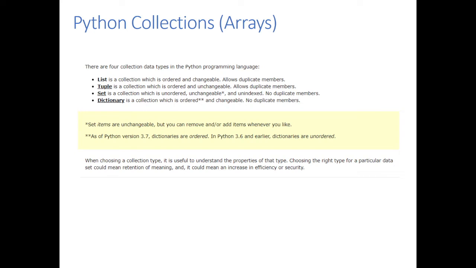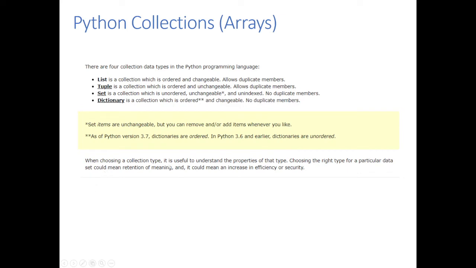A set is a collection which is unordered. Although set items are unchangeable, you can remove and add items whenever you like. And it is unindexed, so there should be no duplicate members in a set. A dictionary is a collection which is ordered. As of Python 3.7, dictionaries are ordered. In Python 3.6 and earlier, dictionaries are unordered. So they are ordered and changeable, and there should be no duplicate members.